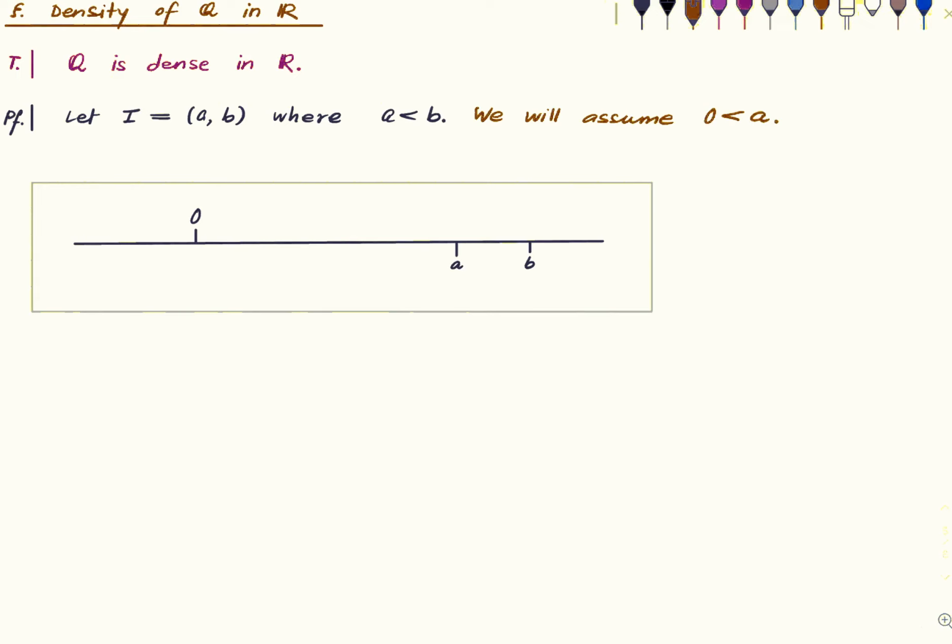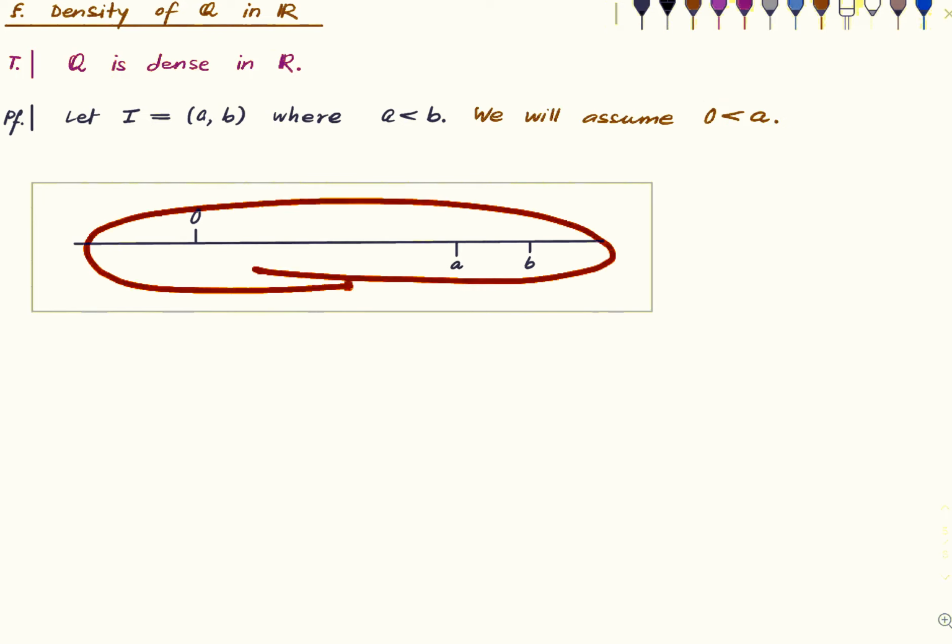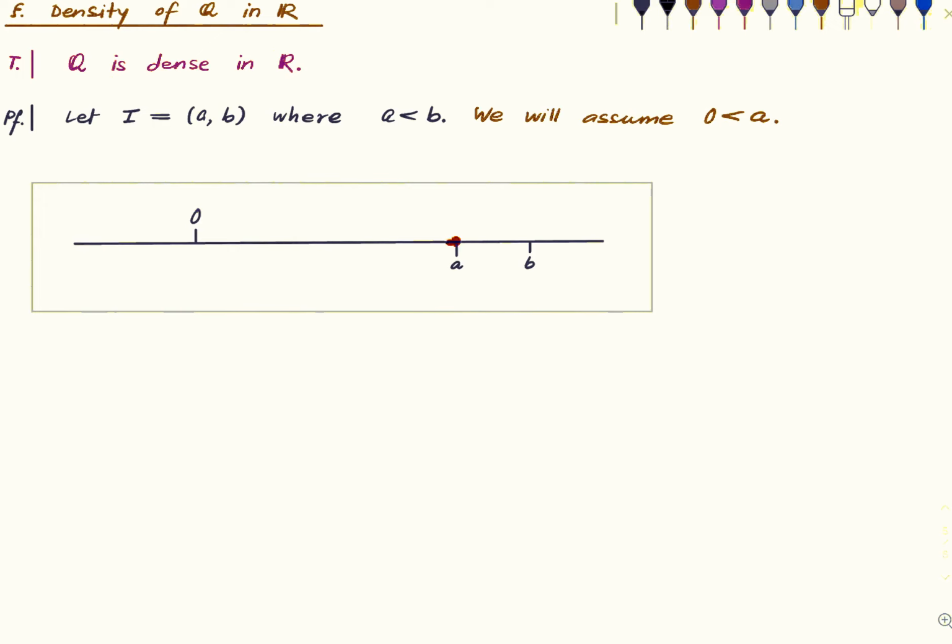So the case where a might be less than 0 and b might be less than 0, or all the other cases, they are left as an exercise. We will just exhibit the proof in this particular case, just so that our exposition is clear. No new difficulty will arise in those other cases where a may be negative, etc. Okay, so this picture is what the situation right now looks like. We have a positive real number a, something greater than a, and we want to show that there is some rational number inside this region.